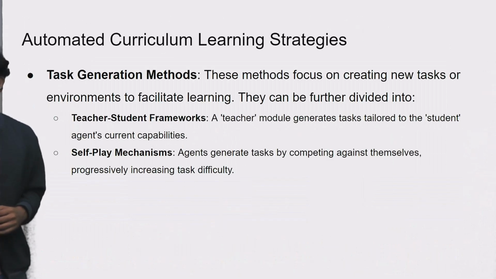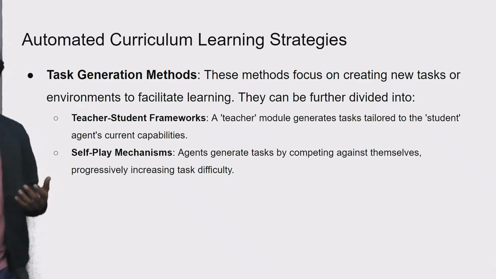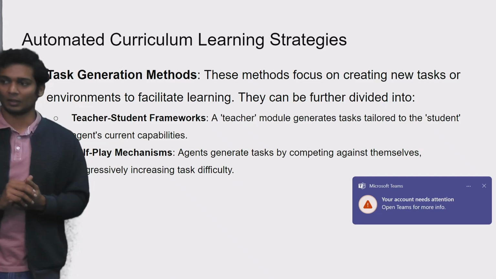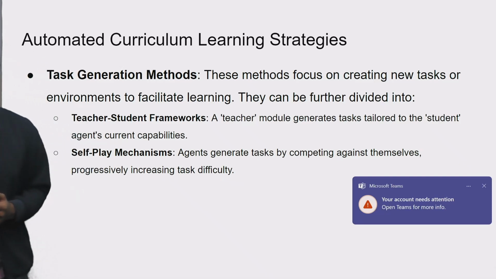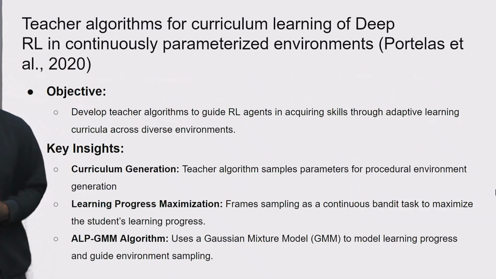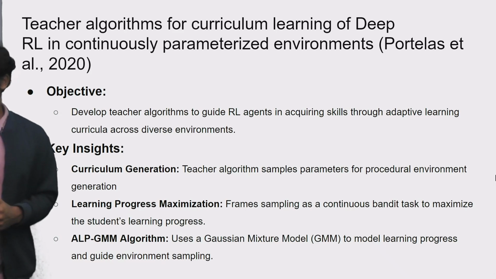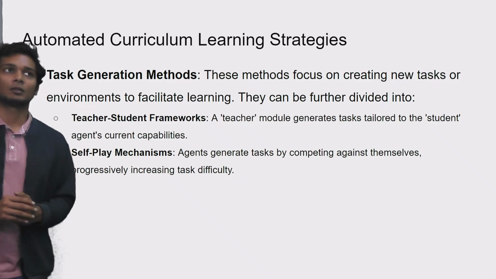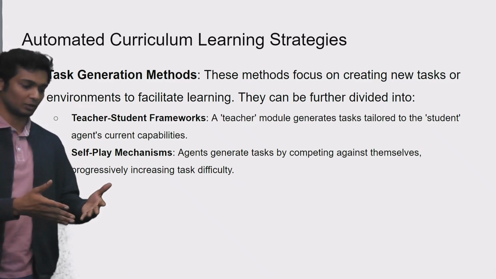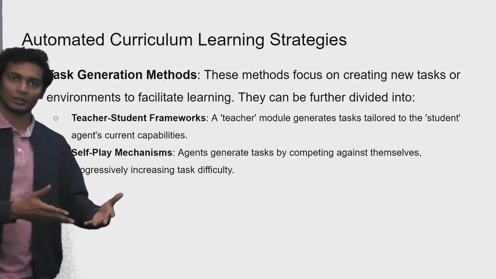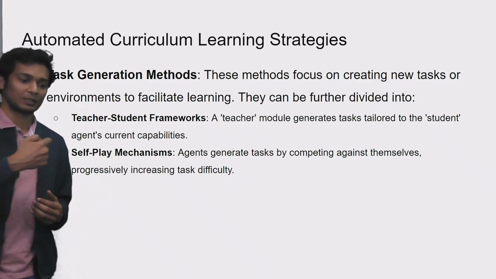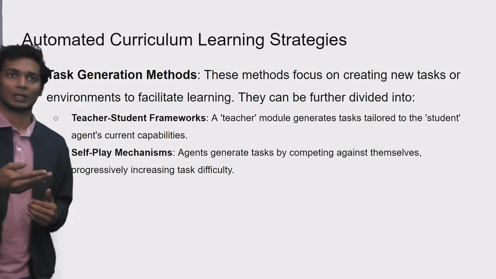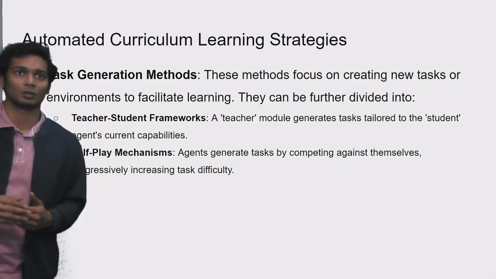So in task generation methods, we usually have two architectures. It can be either a student-teacher architecture or a self-play approach. In a student-teacher architecture, the teacher monitors the student's current progress and appropriately designs a task which would progressively help the agent learn its target goal.